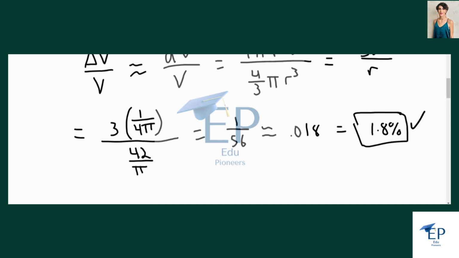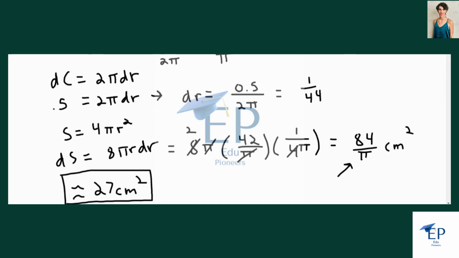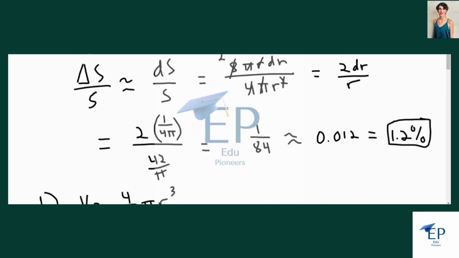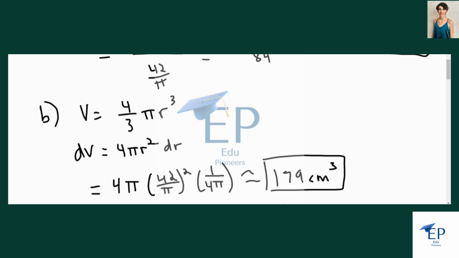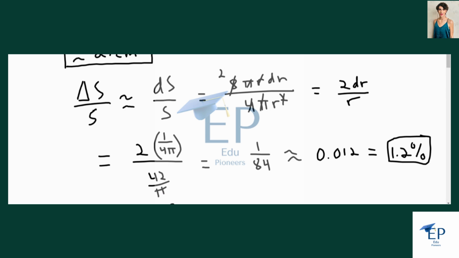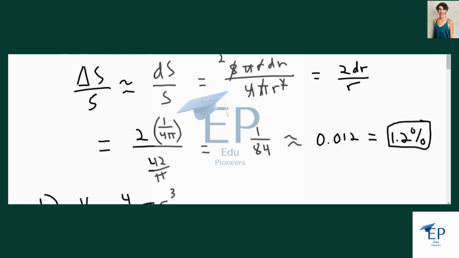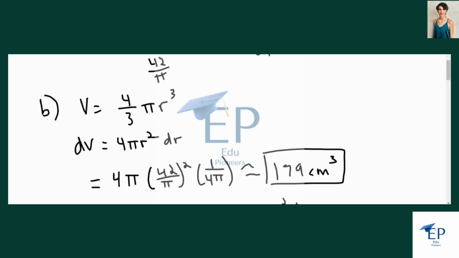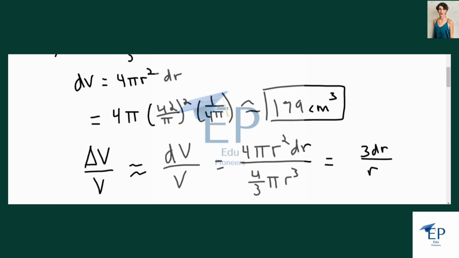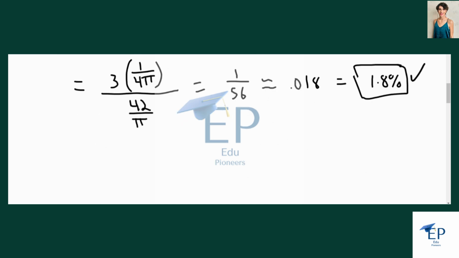All right, well, I hope that clarifies the question. First, we used our circumference equation to calculate dr and our r, and then we used the relationships between delta S over surface area and dS over surface area to calculate the maximum error, and then we were able to get the relative error in percentage, and we did the same thing for our volume. All right, well, I hope this clarifies the question, and thank you so much for watching.